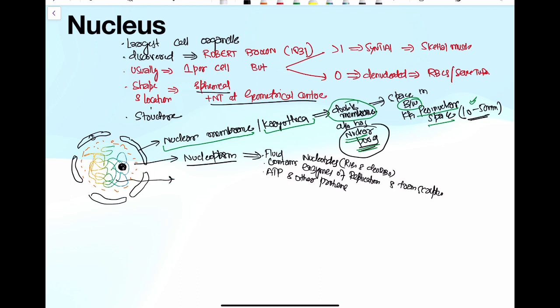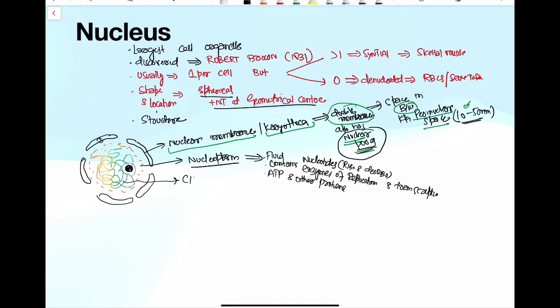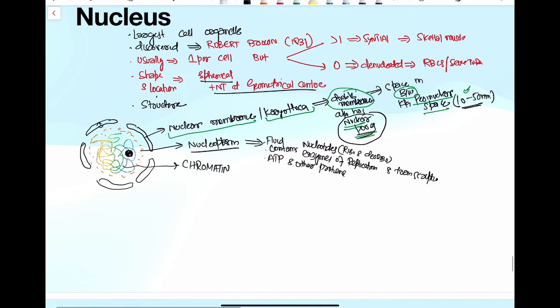This network inside the nucleus is called chromatin. This chromatin is stained by basic dyes. It was discovered by Fleming. You must always remember it is stained by basic dyes like histocarnine. Okay, basic dyes.